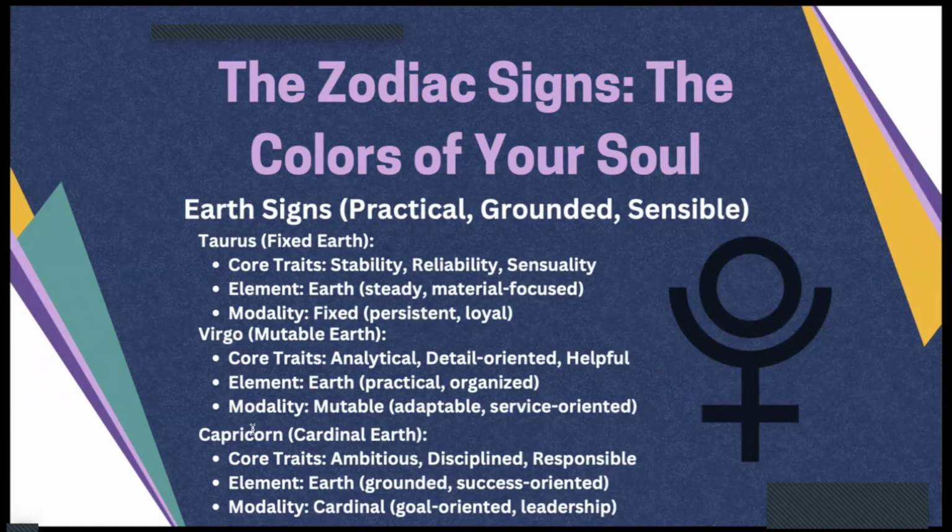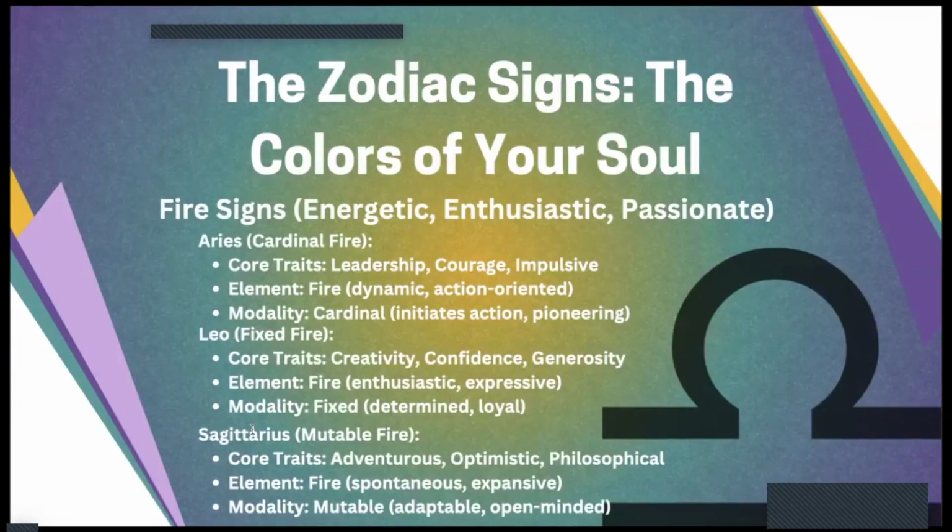Earth signs are about groundedness. They're about, if it makes sense, I need to touch it. I need to feel it. I'm not really with the philosophical stuff. I need to be here on earth. And for fire signs, it's about, okay, gotcha, but we need to make something happen.